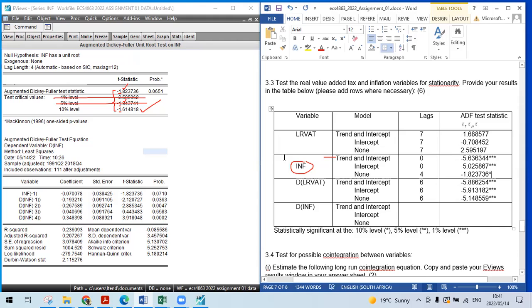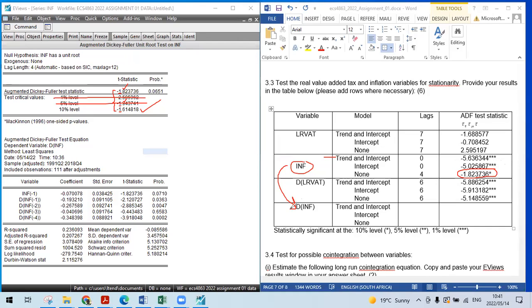Is it stationary in level or after differencing once? The moment I'm seeing this one having 1 star, in other words, it's significant at 10% level, I'm forced to move on to difference it. Are we together there?